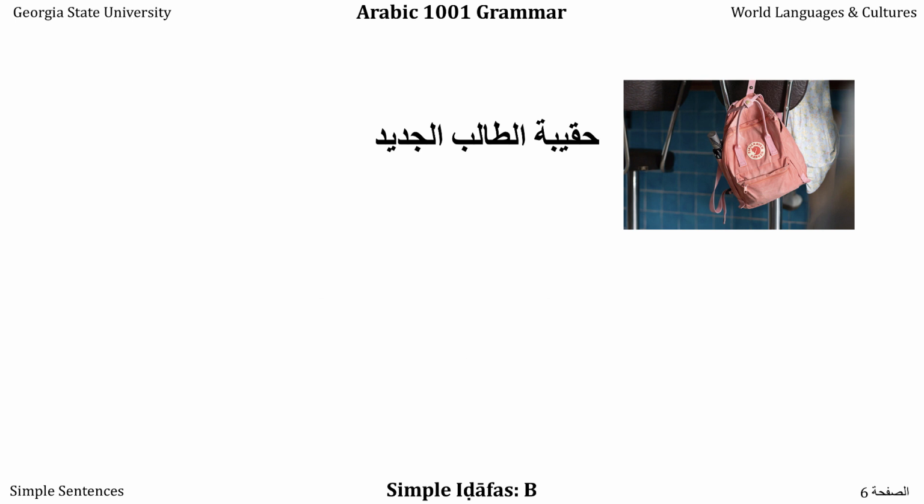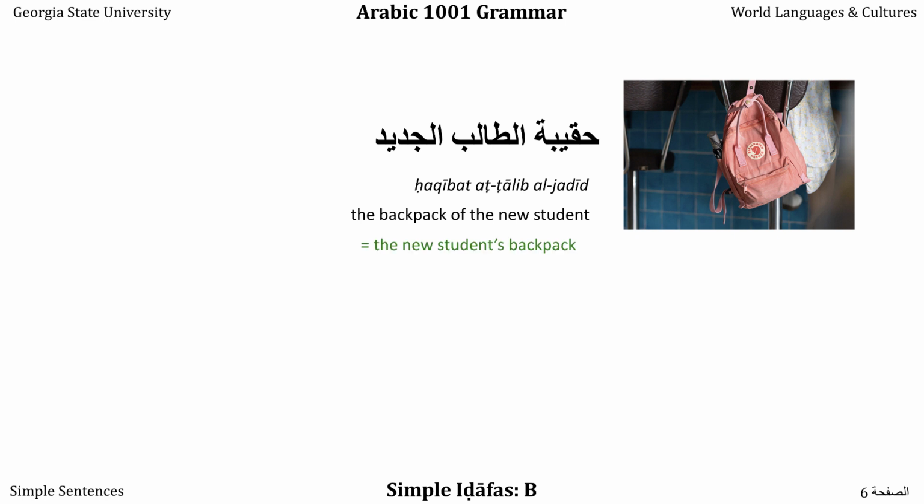Let's look at our backpack. حقيبة الطالب الجديد. All three words are definite here, so we know that this is a phrase, and therefore al-jadid modifies at-talib and not haqiba. This is easy to tell here because at-talib is masculine and so is jadid, whereas haqiba is feminine. So we get the new student's backpack.